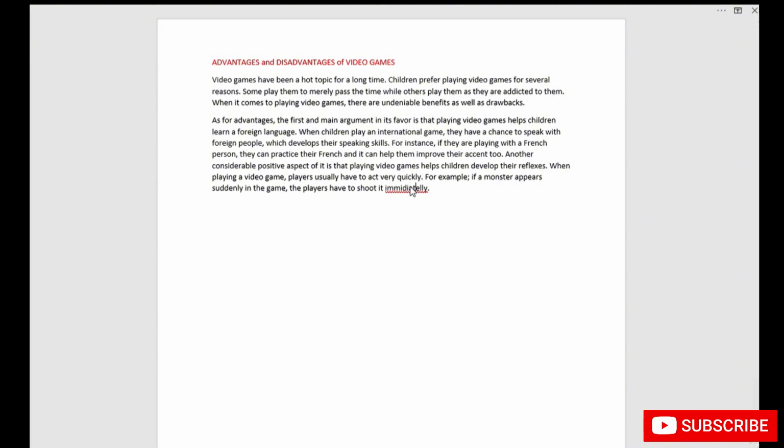Now, after I talked about the advantages, I'm going to move on to the disadvantages, and I say, on the other hand, playing video games has certain disadvantages. One very convincing point against is that children who play them constantly, and by constantly I mean all the time, are usually less successful academically.